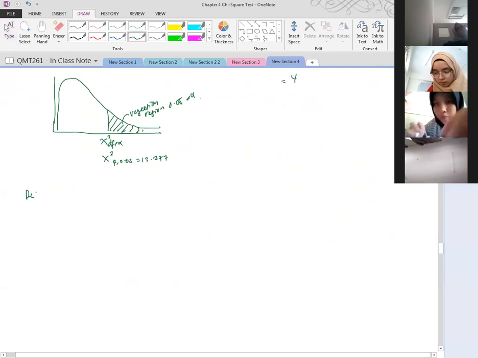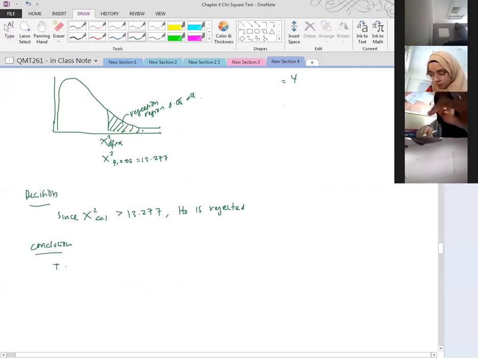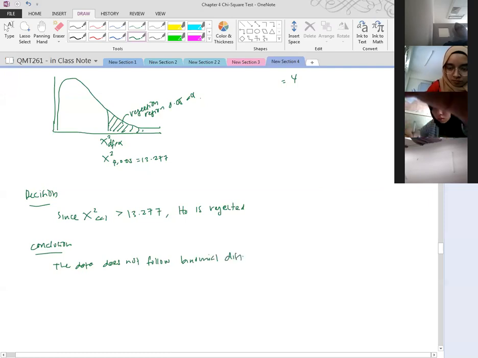So our decision is, since chi-squared calculated, 121, is more than 13.277, the null hypothesis is rejected. Our conclusion is the data does not follow a binomial distribution. Right, so that's how we do it.